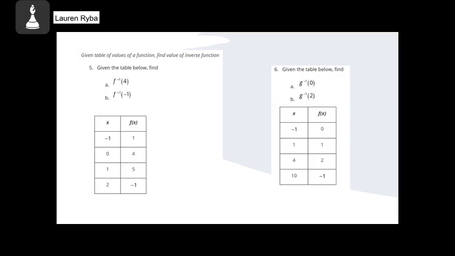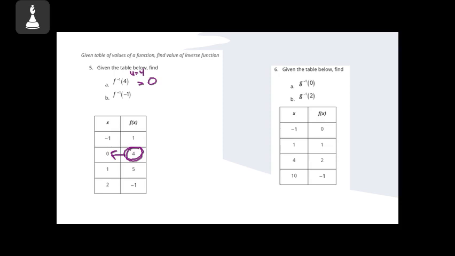We can do the same thing with a table. We just need to make sure we're reading carefully. So f inverse of 4. So this means y equals 4. That's right here. What is the corresponding x value? 0.